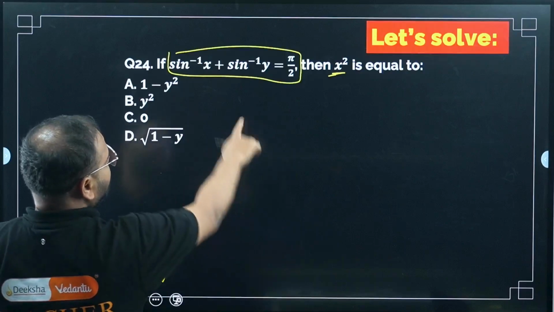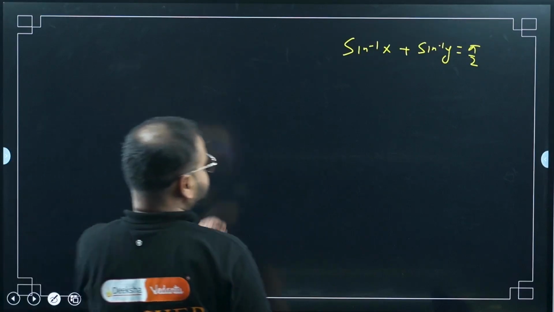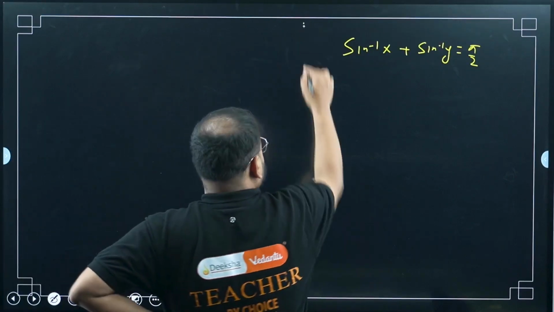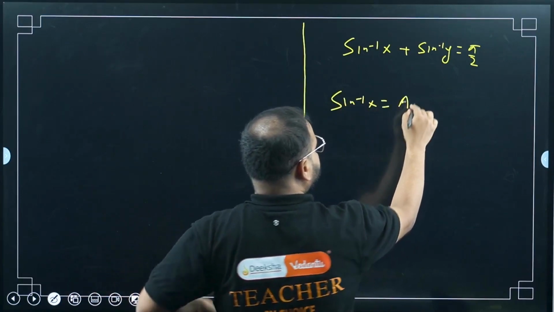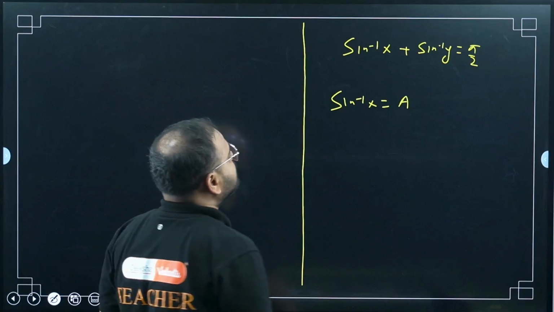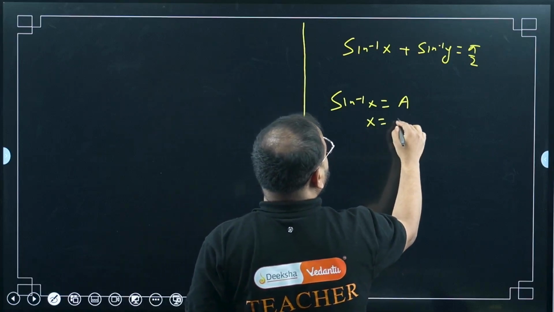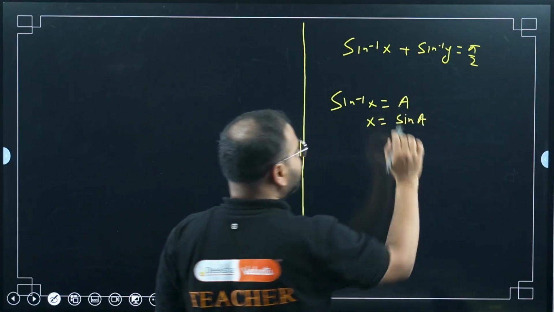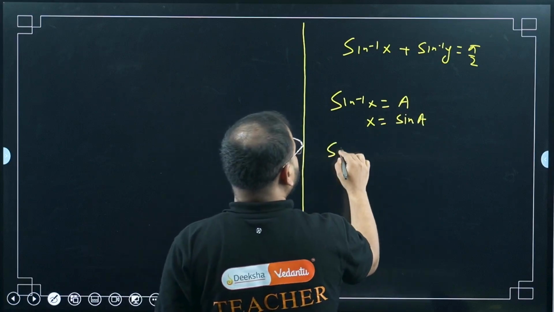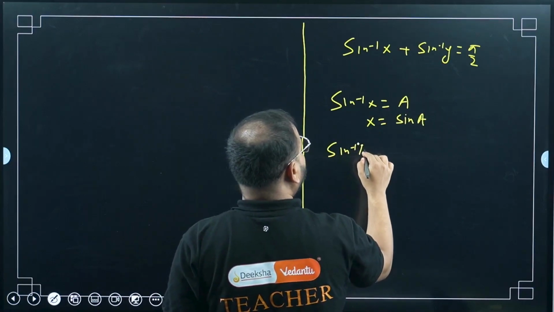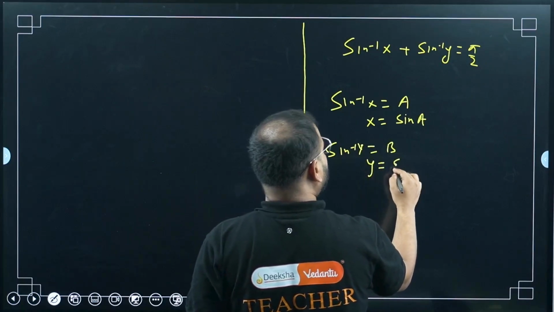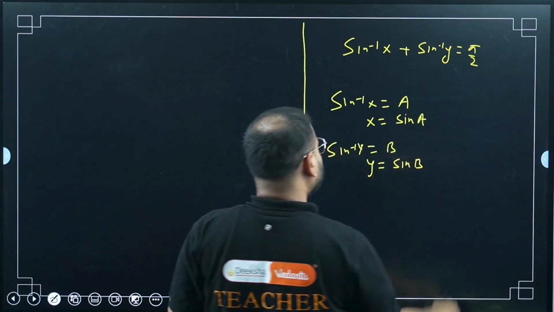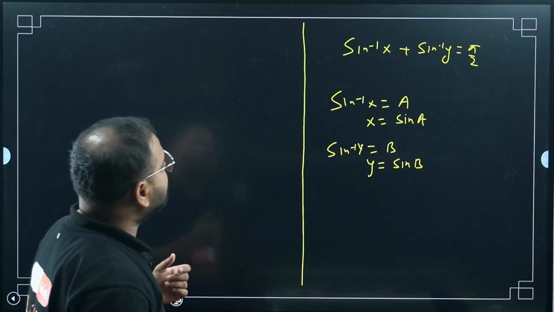So let's take the assumption first. Sine inverse of x equals a, so my x is sine a. Same way, I can take sine inverse of y equal to b, so my y is sine b.